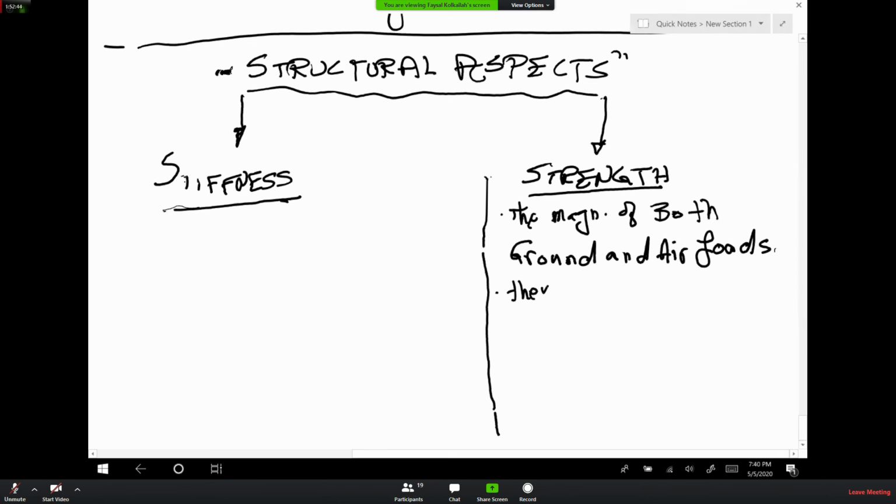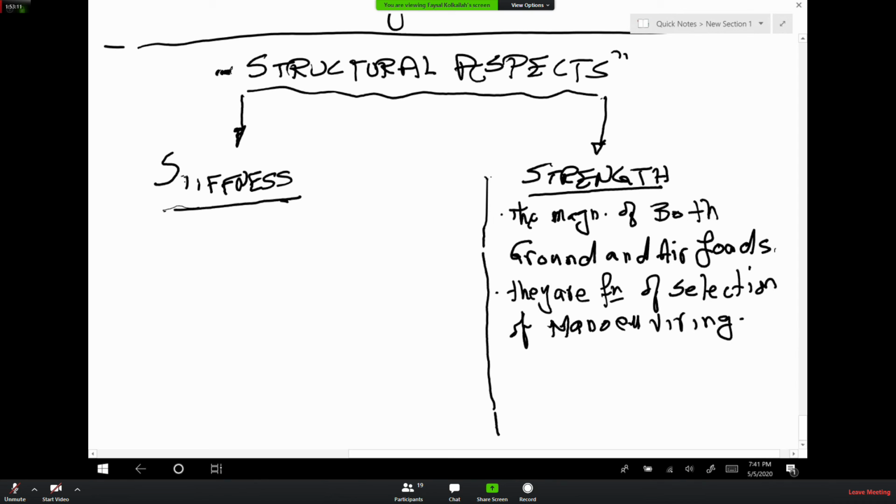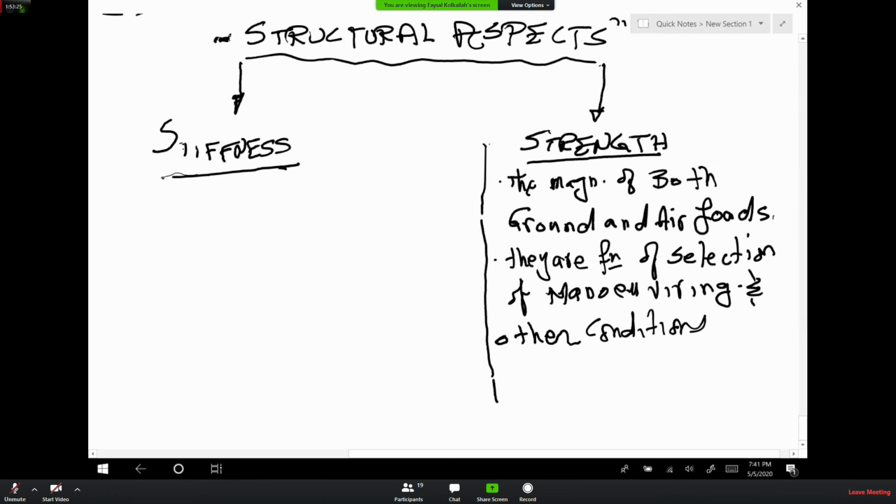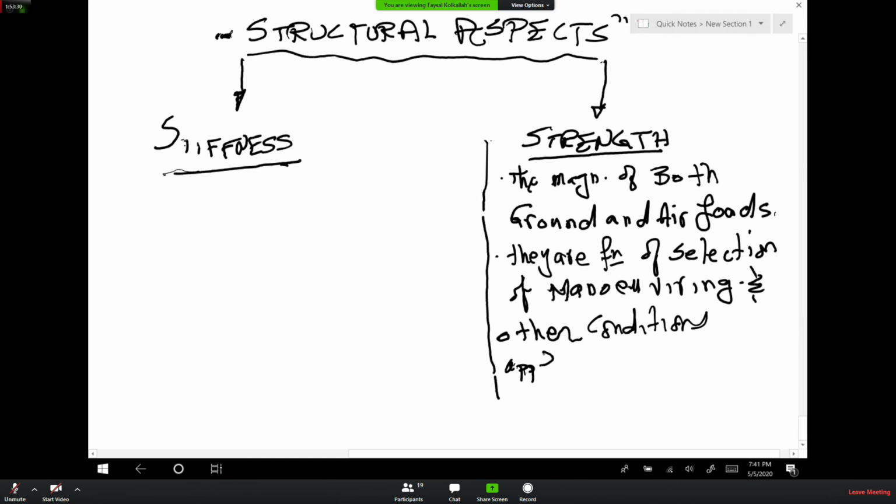especially that those loads are a function of the selection of maneuvering and other conditions applicable to the operation or operational requirements.